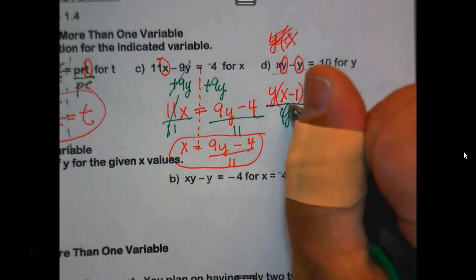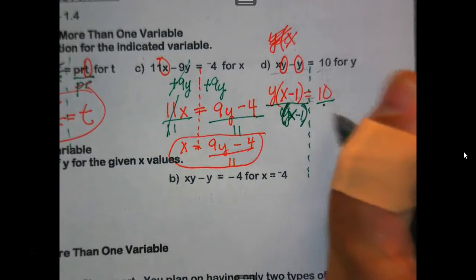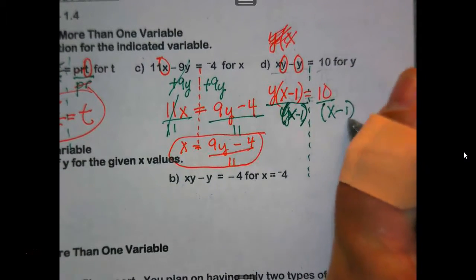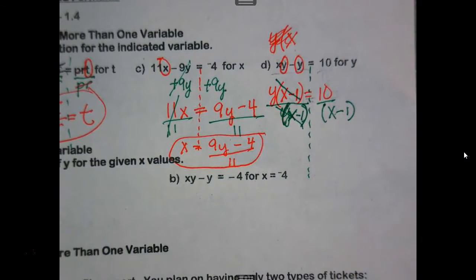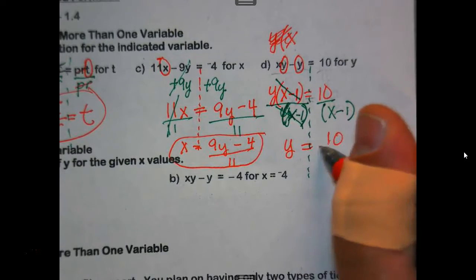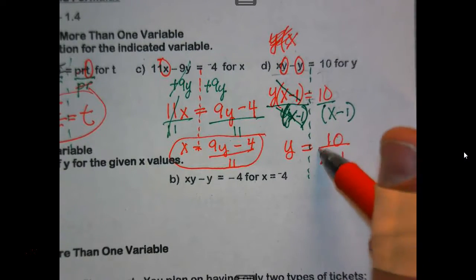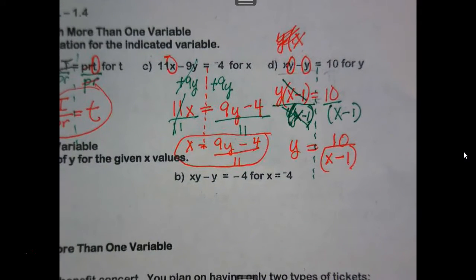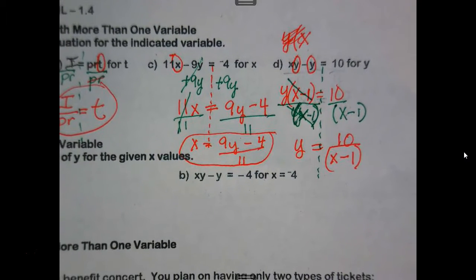Now that I have one term, I'm going to divide by the x minus 1 to get rid of that. Since this is multiplication, I can cancel those out. And I get y equals 10 over x minus 1. Now you don't need the parentheses, but probably a good idea to get in the habit of. It's actually a pretty tough problem.